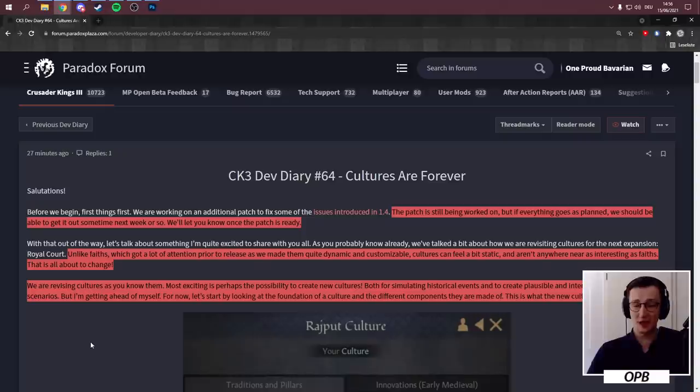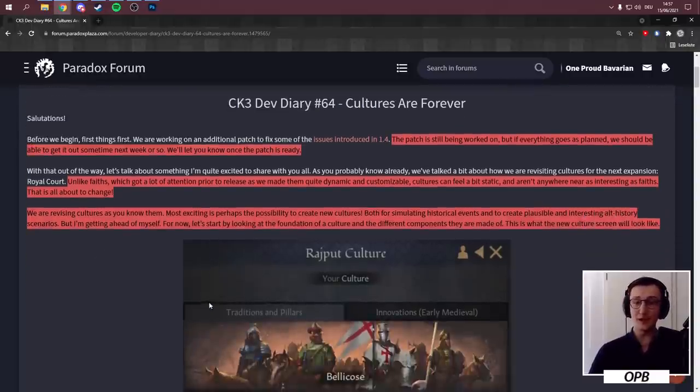Today we're here to talk about cultures and I am so excited because this is a fat Dev Diary. It's truly massive, it's truly large, and most importantly, this is mentioned at the end of the Dev Diary. Everything talked about in this Dev Diary, the entire culture rework, will be free. It will be a part of the free patch that comes with the Royal Court DLC.